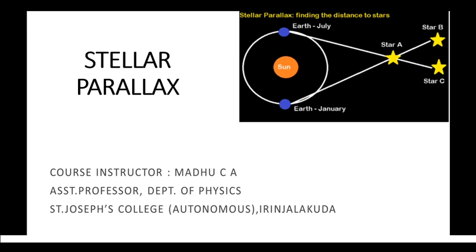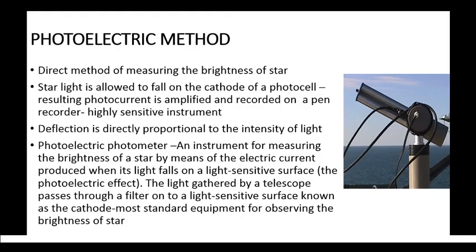But before going to stellar parallax, let's complete some topics related to the previous session. So we know that there are different magnitudes, isn't it? See, visual magnitude means measuring the brightness of the star using our eyes. That means visually we are measuring the magnitude.